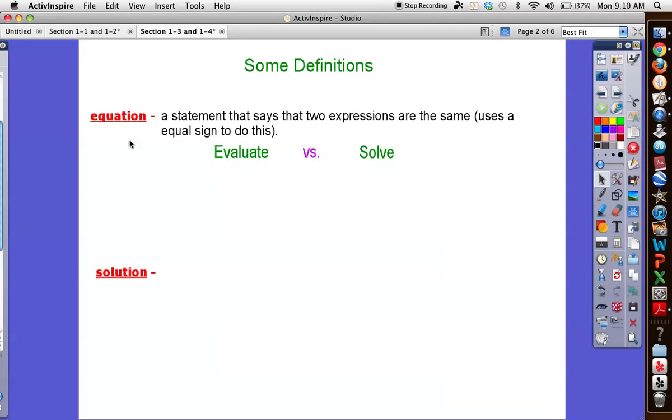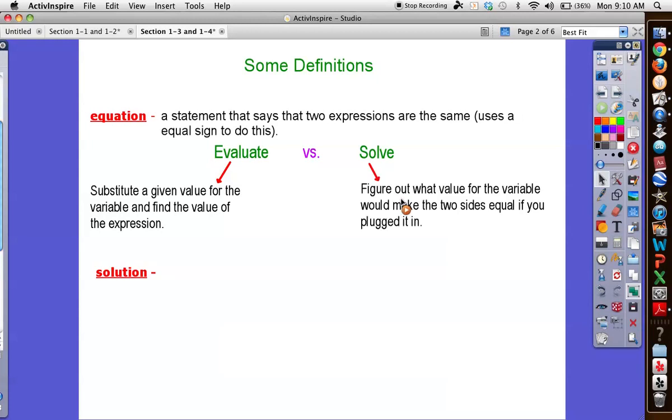Again, we talked about this in the video previously: the difference between evaluate and solve. Before, we were talking about evaluate, which just basically means take a number, plug it in. We are going to use this today. But solve is what we're looking for today. Figure out what value for the variable would make the two sides equal if you plug it in.